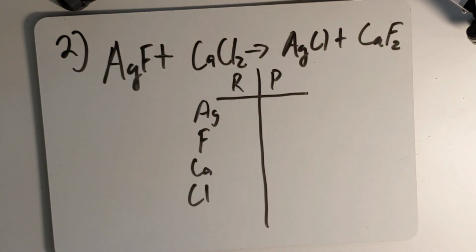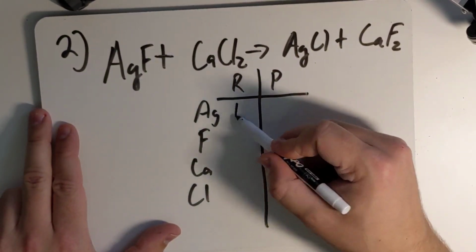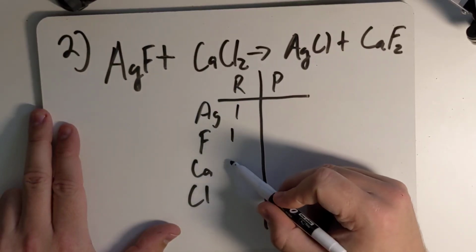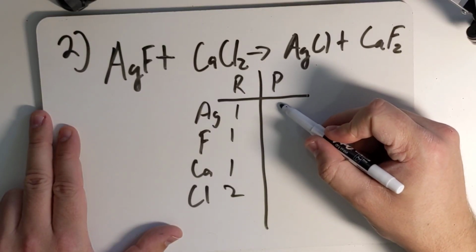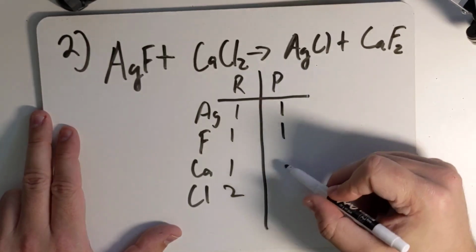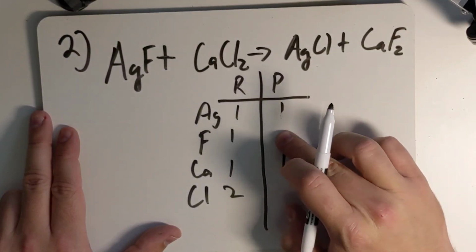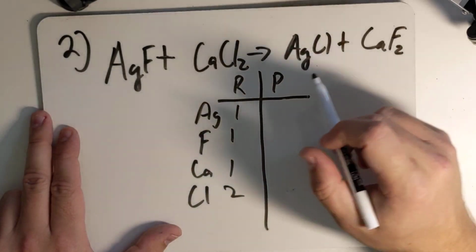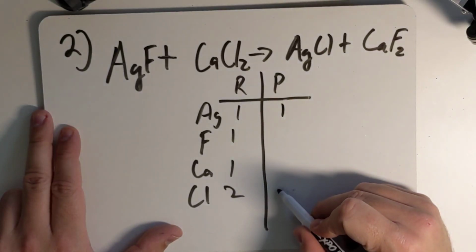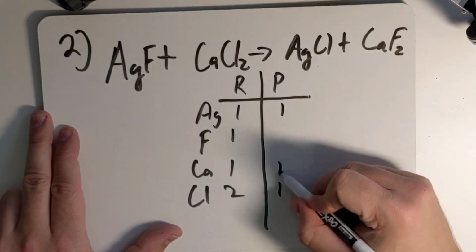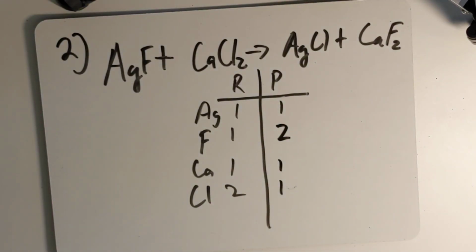So we're going to count how many of each element we have on either side. For silver, we've got 1. For fluorine, we've got 1. For calcium, we got 1. For chlorine, we got 2 on the reactant side. Whoops, be careful. I'm going to start over again because I was being careless. I need to go in order that I'm saying these. Silver, 1. Chlorine, 1. Calcium, 1. Fluorine, 2. And that's a testament. Learn from the mistake that I just made. Don't be careless. You have to make every step deliberate, and you have to make it correct.